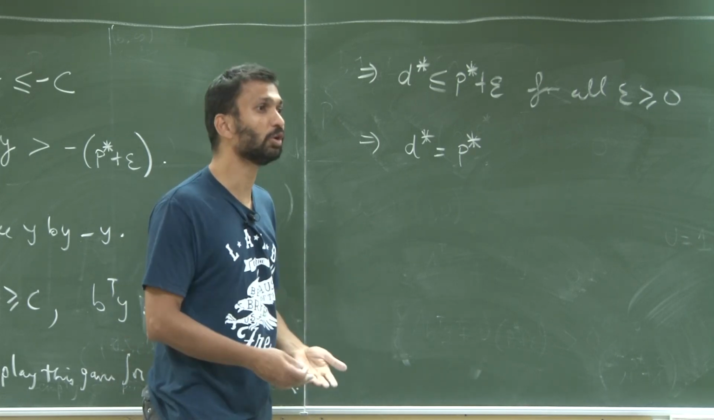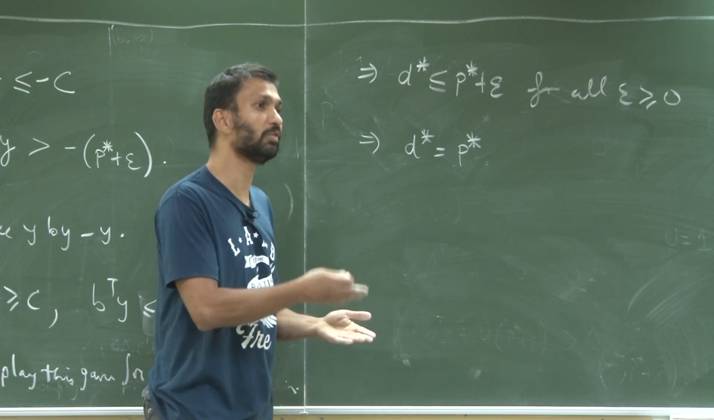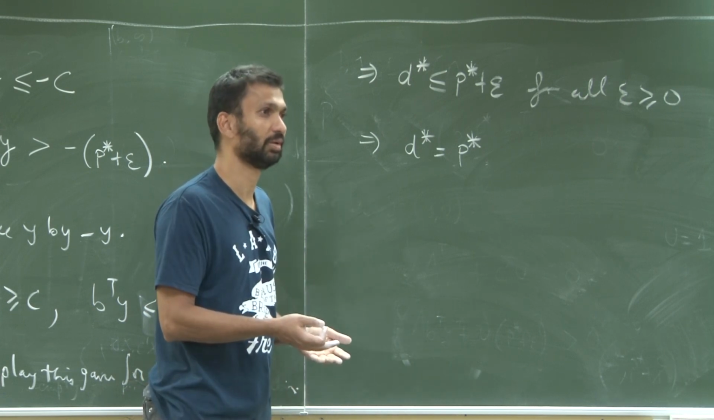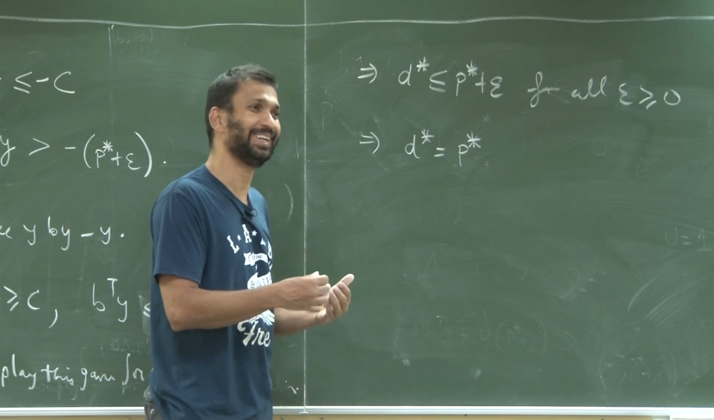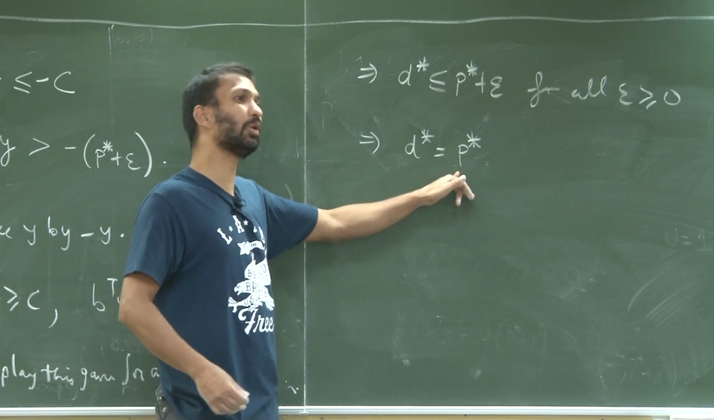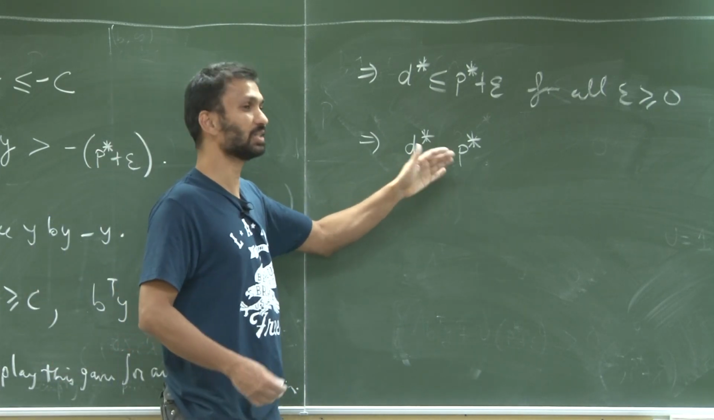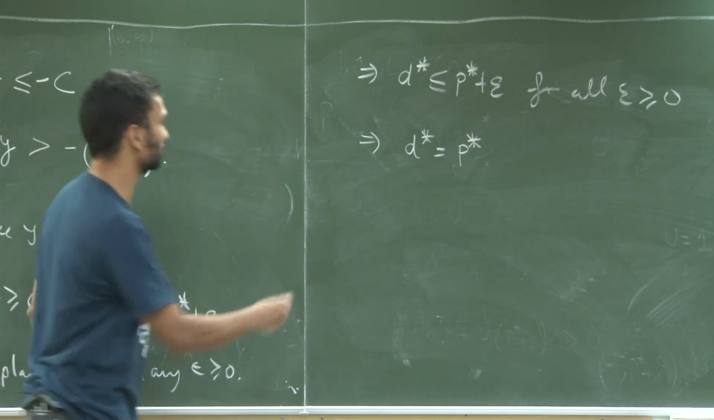What is the first property of duality? Any feasible solution will always give you a value higher than P star. While proving strong duality, never forget weak duality. So we know that D is definitely going to be bigger than P star. The question is, is it equal?